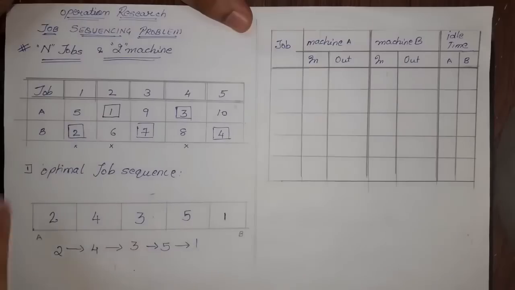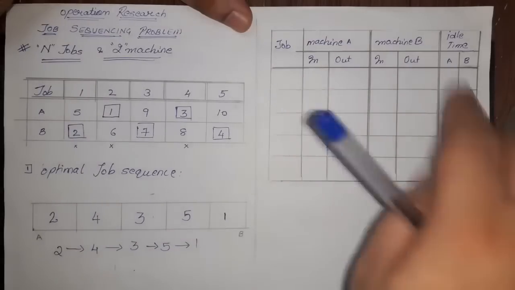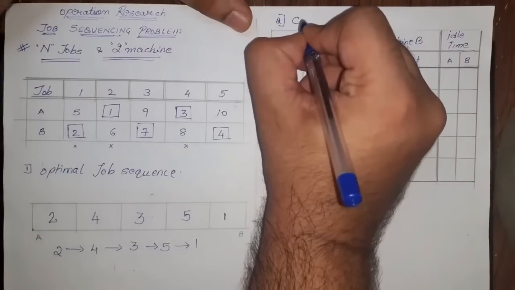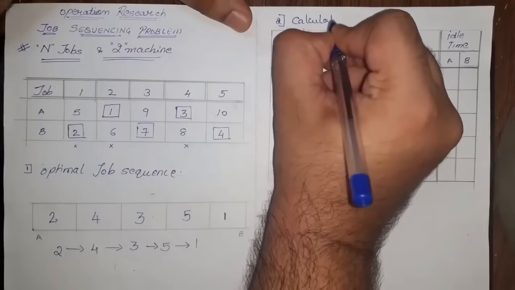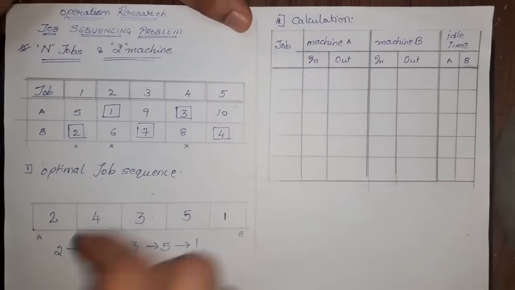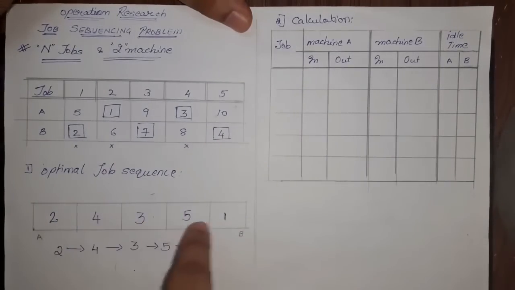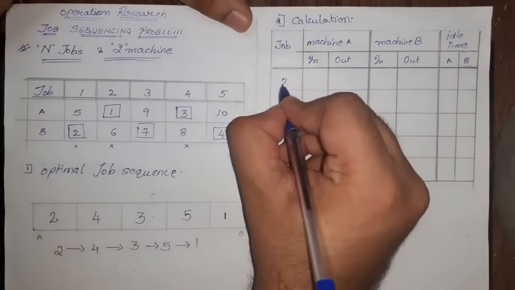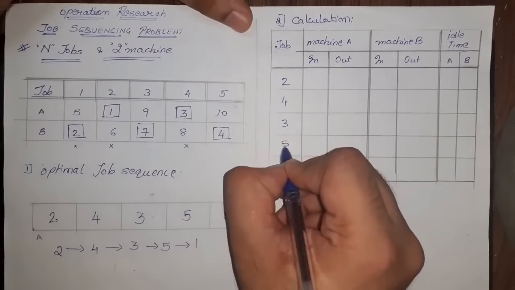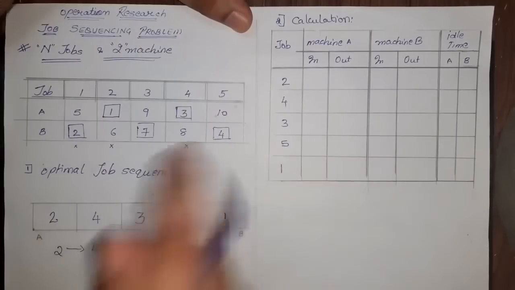The first step was to find the optimal job sequence, and secondly we need to do the calculation. So this is the second step, where we're going to do the actual calculation. Under job, we'll note down the optimal job sequence that we have got. So here it will be job number 2, 4, 3, 5 and 1.